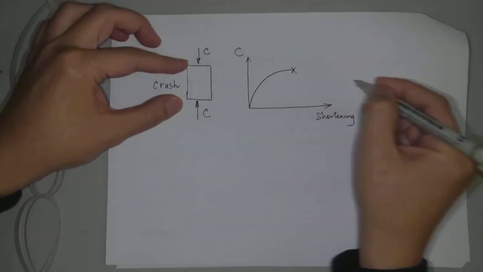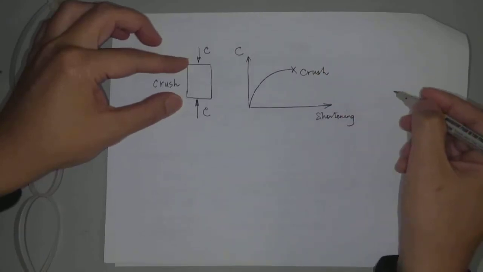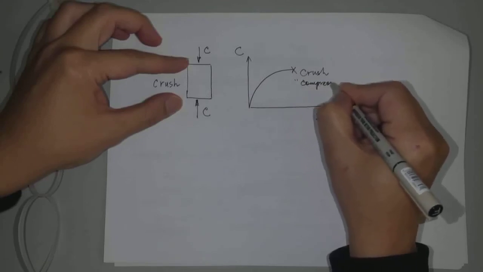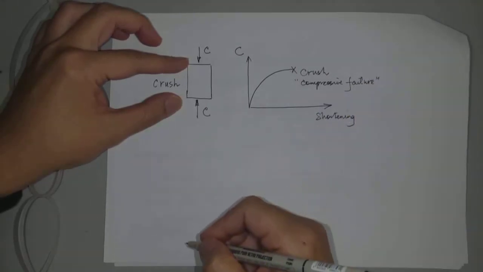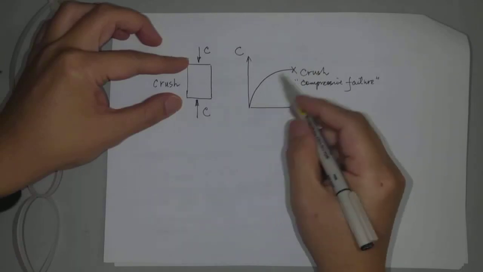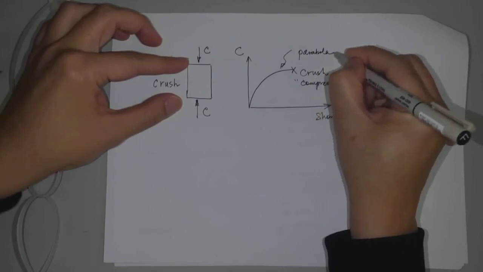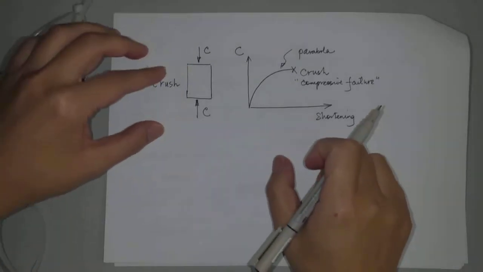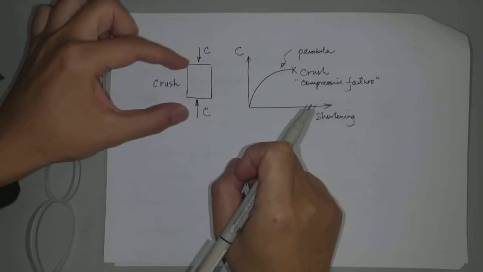until it crushes. The technical term is compressive failure. So obviously this is not a straight line. It's a sort of parabola. Okay, so that's what happens if you try to compress a piece of concrete.